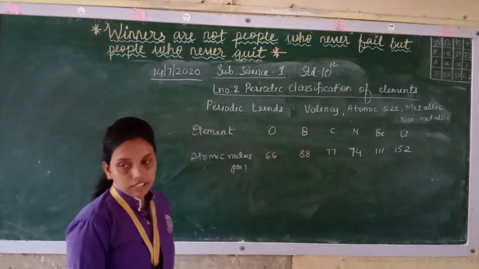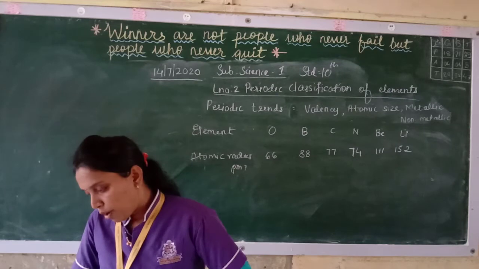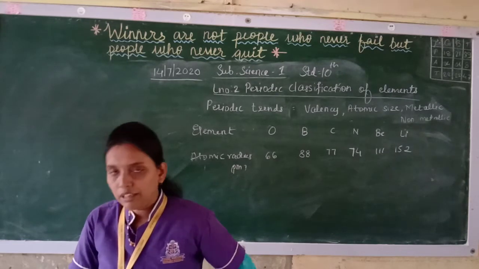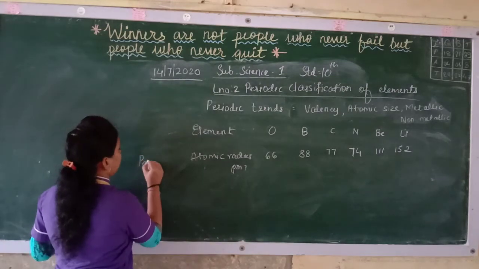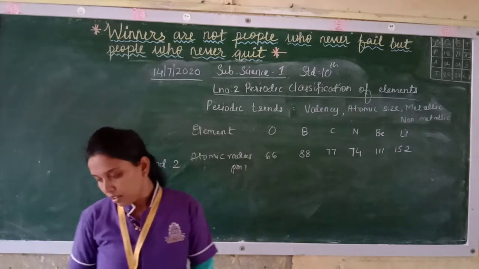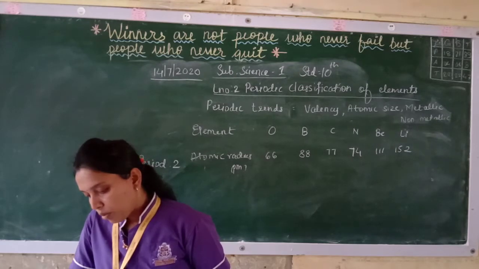This is 7, correct? Now see what questions they have asked over here. By referring to the modern periodic table, find out the period to which these above elements belong. If you see the modern periodic table, they belong to period 2. Now arrange the above elements in the decreasing order of the atomic radii.